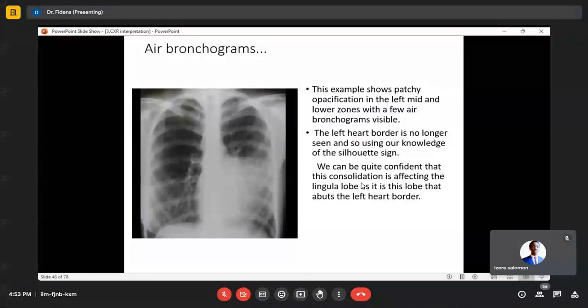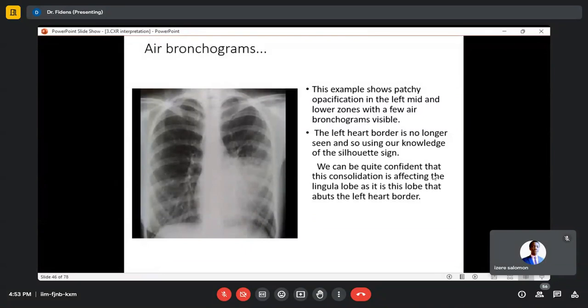I don't know the reason they have written that. Don't trust anything you read on the internet. It is not a lingular lobe. There's nothing like a lingular lobe. It is a segment.